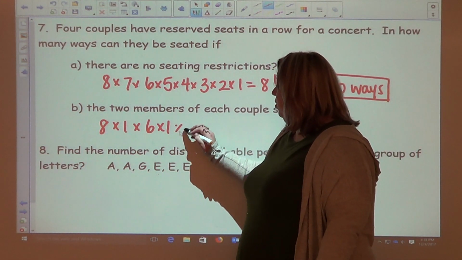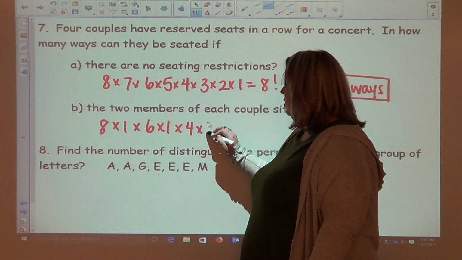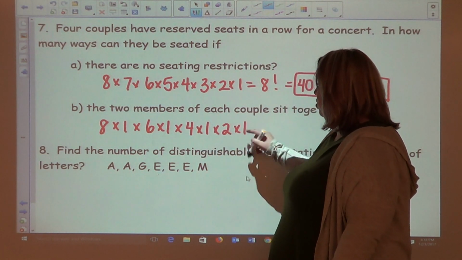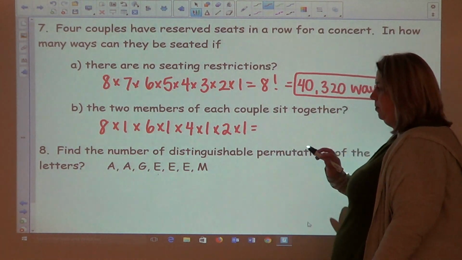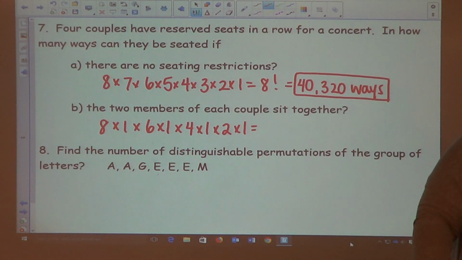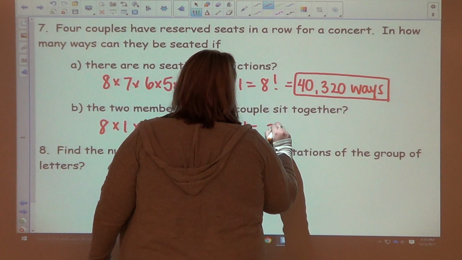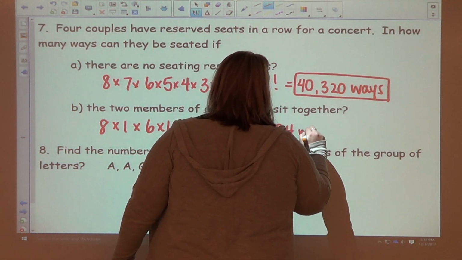Then there's 4 people left, so there's 4 options. Then their partner has to sit beside them. They have 2 options, and then the partner has to sit beside them, so there's only 1 option. That is a 1 that you multiply there. So this would be 384 different ways.